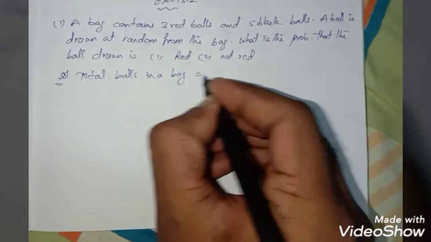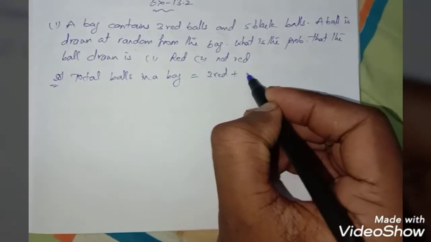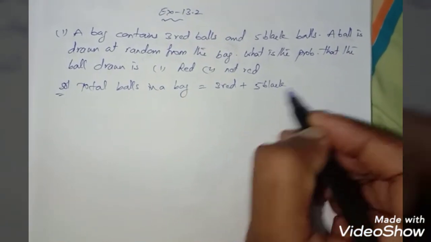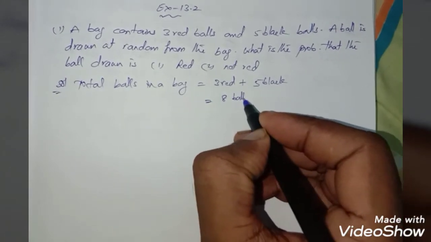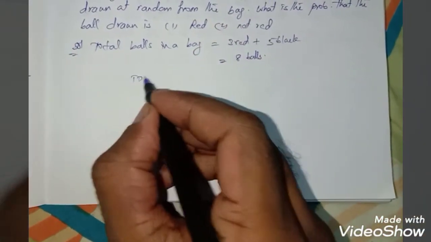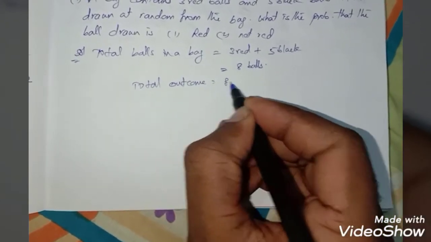So total balls in a bag is equal to 3 red balls plus 5 black balls. Overall, 5 plus 3, you get a total of 8 balls. Right. So this is my total outcome. So total outcome is 8.